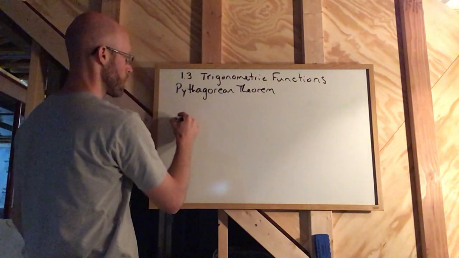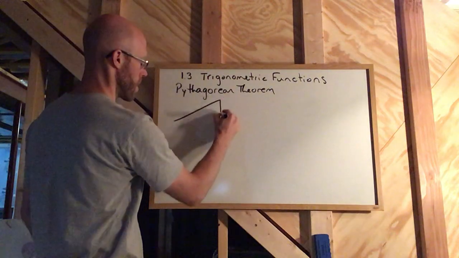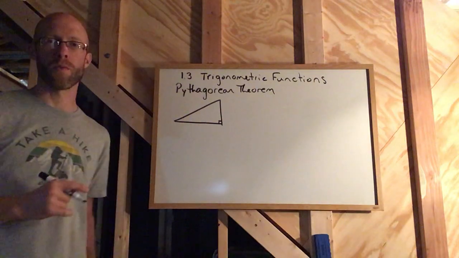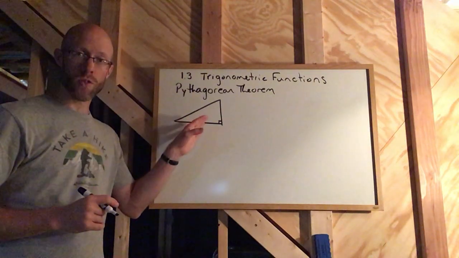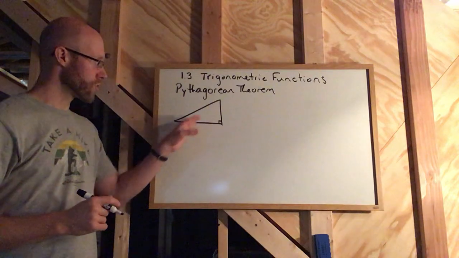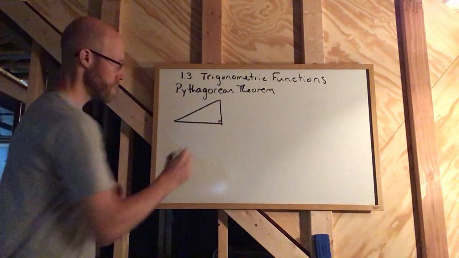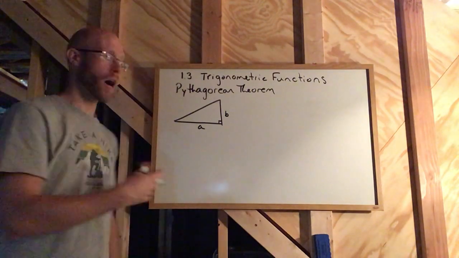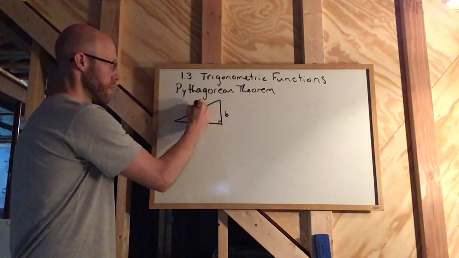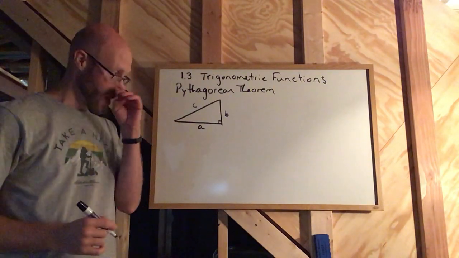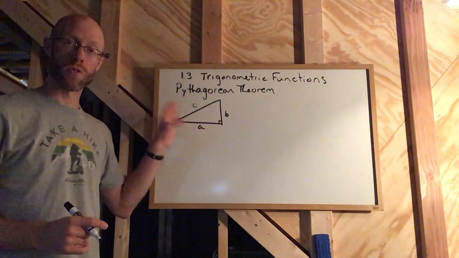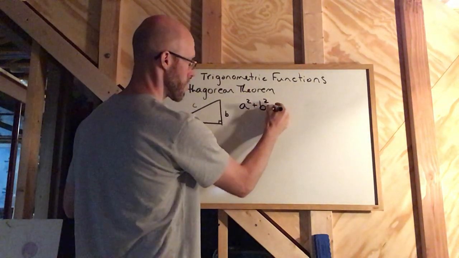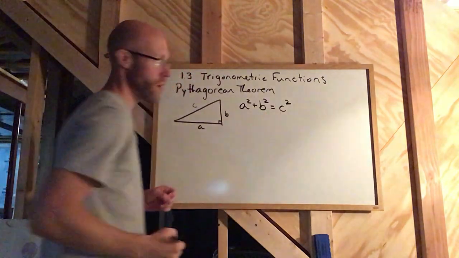The Pythagorean Theorem basically says if you have a right triangle, remember a right triangle must have a right angle in it. If you have a right triangle, the two legs, or the two sides adjacent to that right angle, we're going to call A and B, or they have length A and length B. The hypotenuse, opposite the right angle, has length C. Then the relationship between those three sides is A squared plus B squared equals C squared.